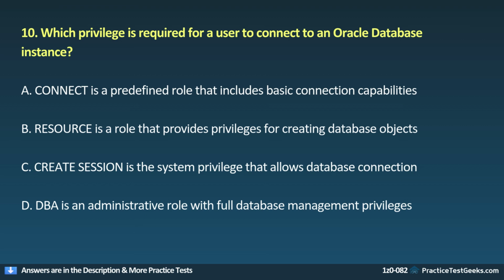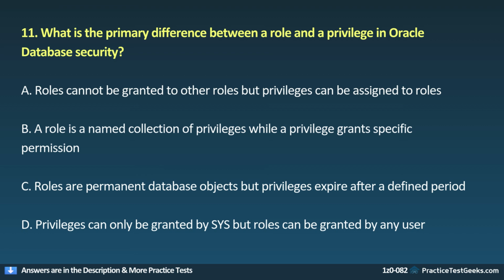C. Create session is the system privilege that allows database connection. D. DBA is an administrative role with full database management privileges. 11. What is the primary difference between a role and a privilege in Oracle Database security?